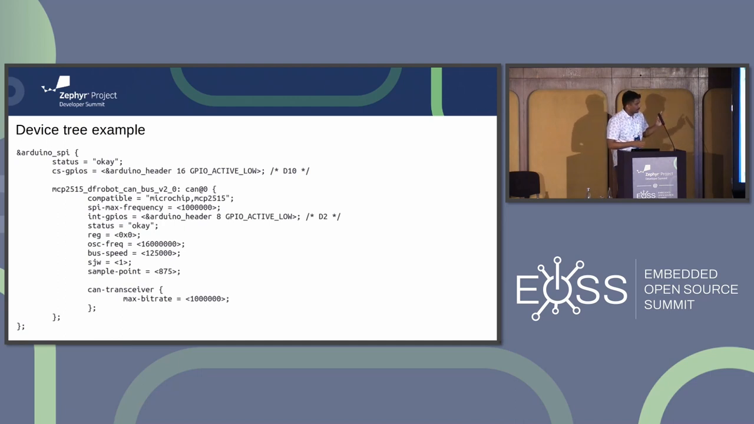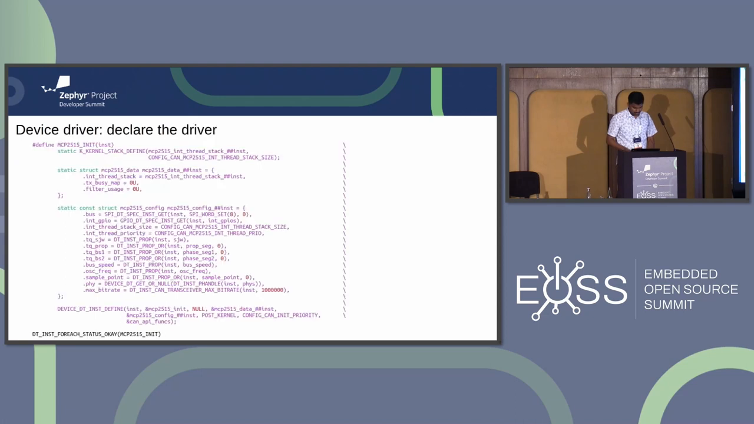This can_0 is a device identifier, the first device connected over the SPI bus. Below that, we need to define the compatible driver, SPI maximum frequency, interrupt pin, and status. This status controls whether the driver is enabled or disabled. And then the properties: oscillator frequency, bus speed, synchronization, sample point, and the maximum bit rate the transceiver can support. These are the properties defined under the CAN node.